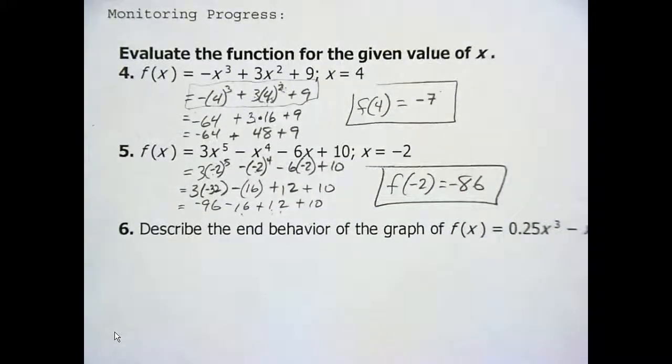Okay. How many got it? All right, what's the problem? -96 minus 16 equals -108. Oh, -112.